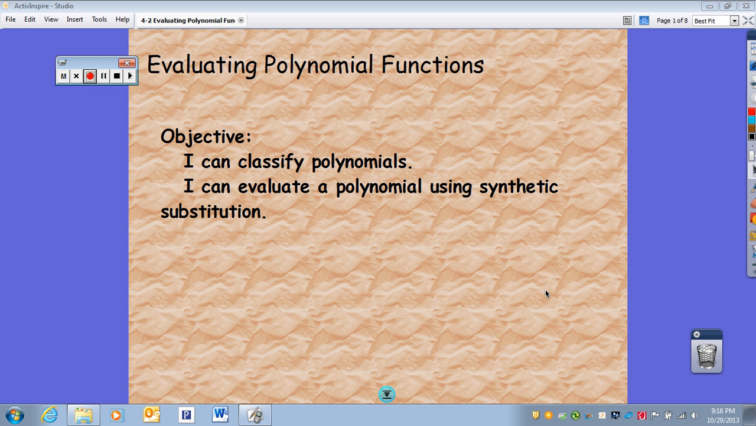In this lesson, we will be evaluating polynomial functions. Our objectives will be to first remember the vocabulary and classify polynomial functions, and then to be able to evaluate a polynomial using synthetic substitution.